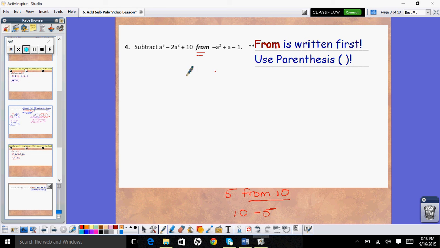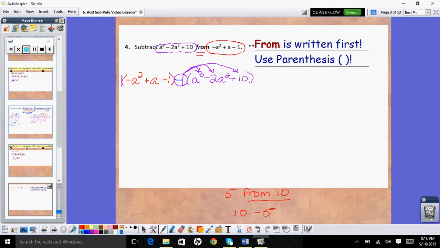But you also want to use parentheses. So I am going to rewrite this trinomial first, negative a squared plus a minus 1, and we will subtract this trinomial like we were asked to. In parentheses, a cubed minus 2a squared plus 10. If you do not use parentheses, you will miss that we have to distribute this negative 1 before combining like terms, and we will not receive the same answer.